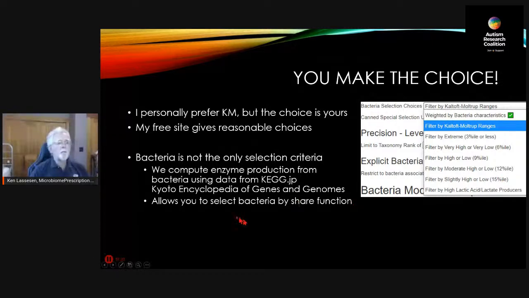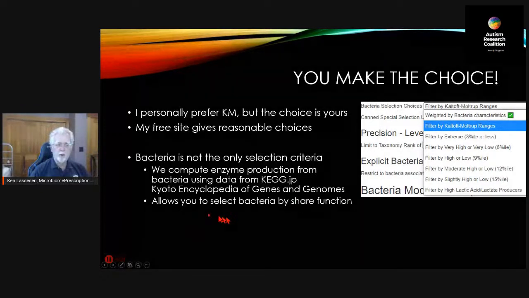Okay, we also have more information coming out. I went over to the Kyoto Encyclopedia of Genes and Genomes, and they give me all sorts of information about each strain, what bacteria, what it produces in terms of enzymes and chemicals. And I have managed to merge the data. So from the bacteria which is being reported, I can calculate a variety of things such as which enzymes are being produced. And then I can go and do, as I did before, calculate percentiles compared to other people and cutoff ranges.